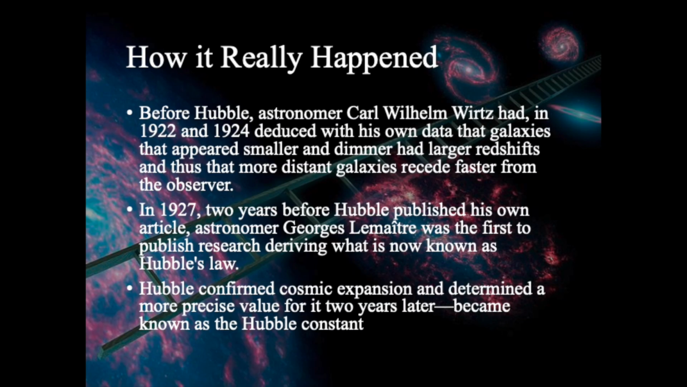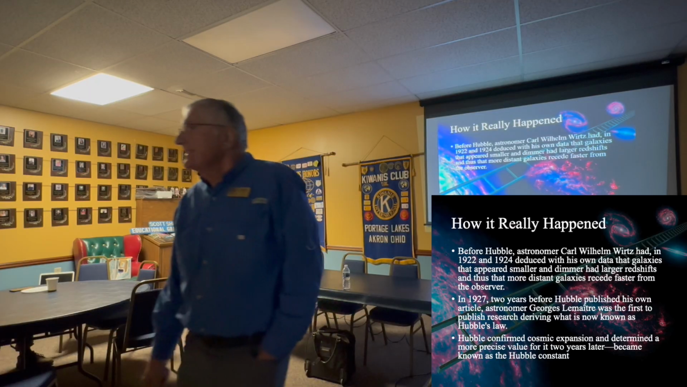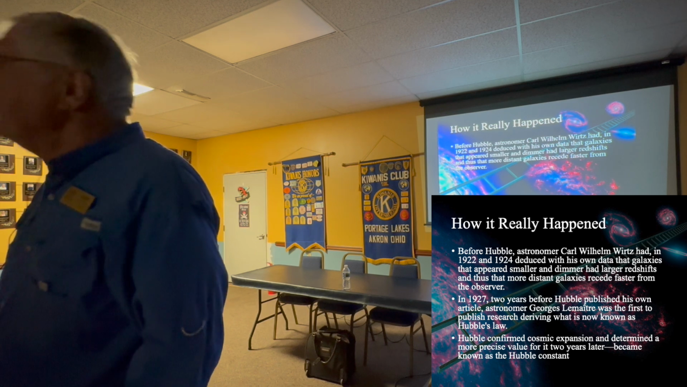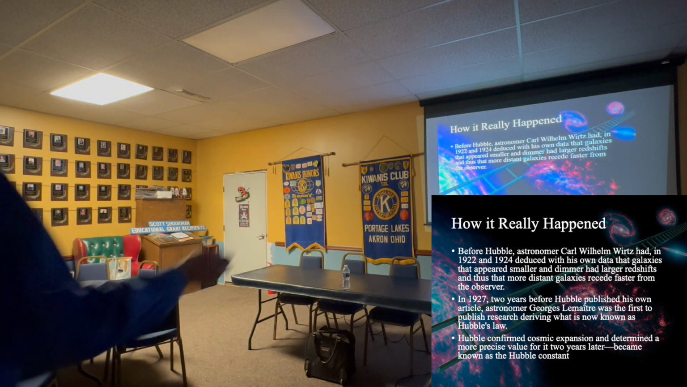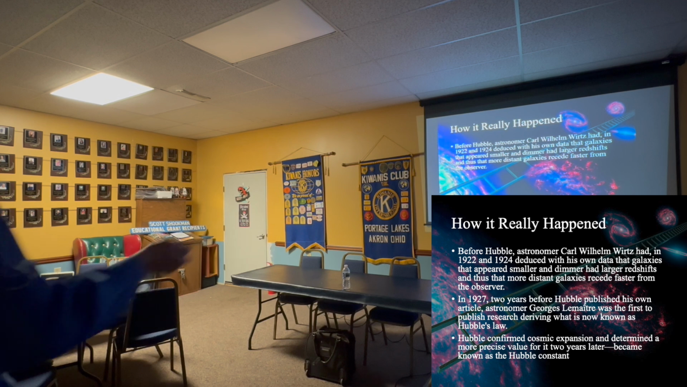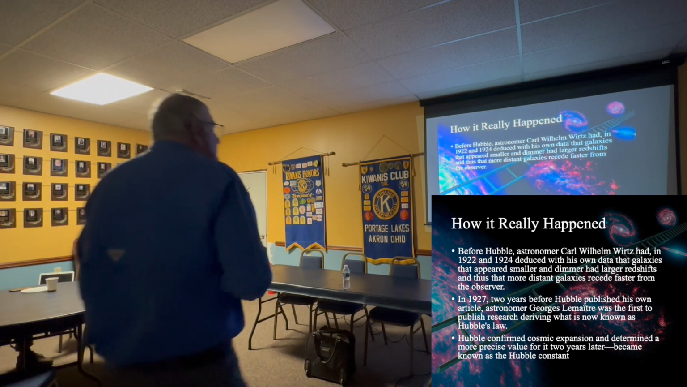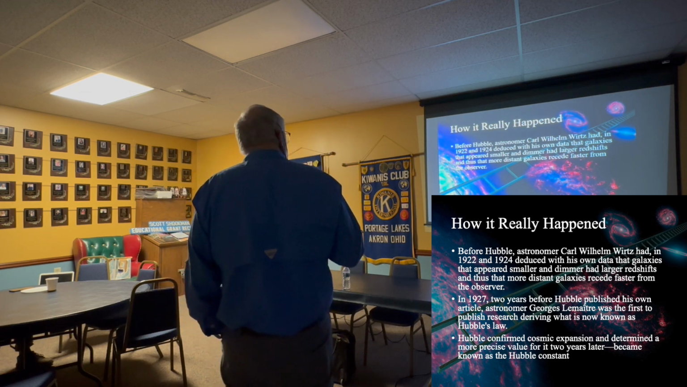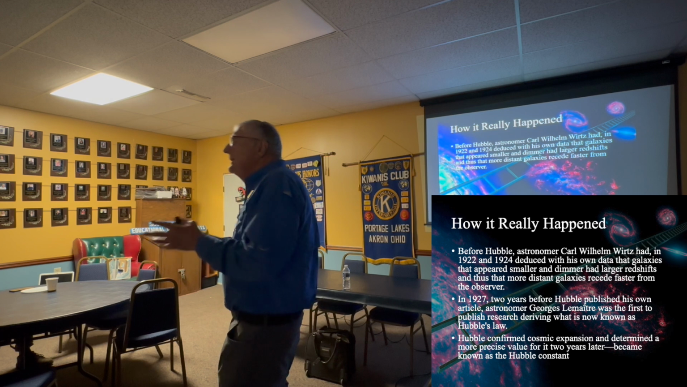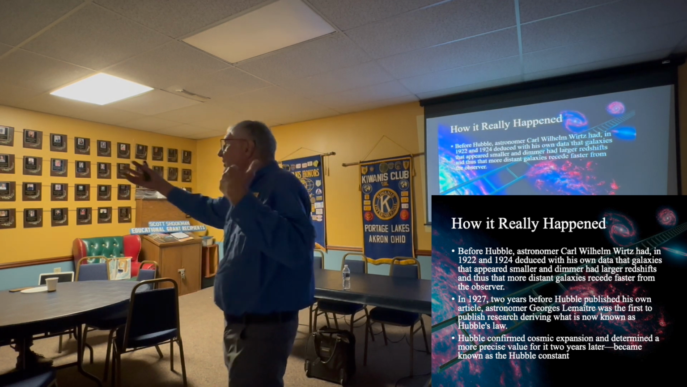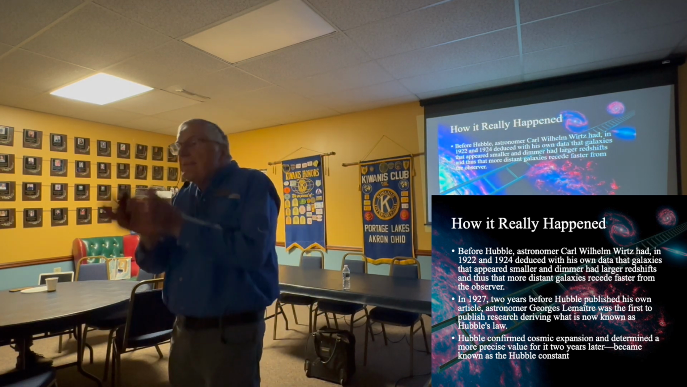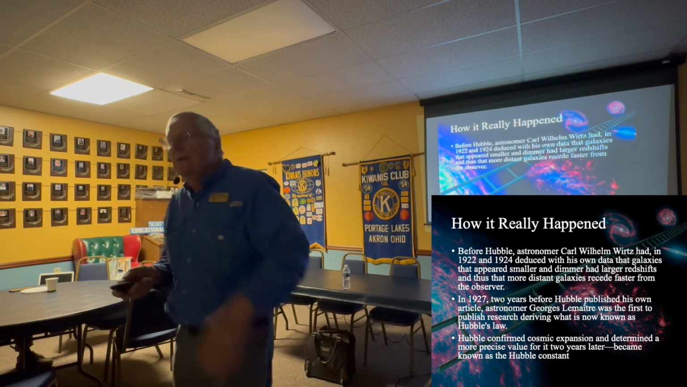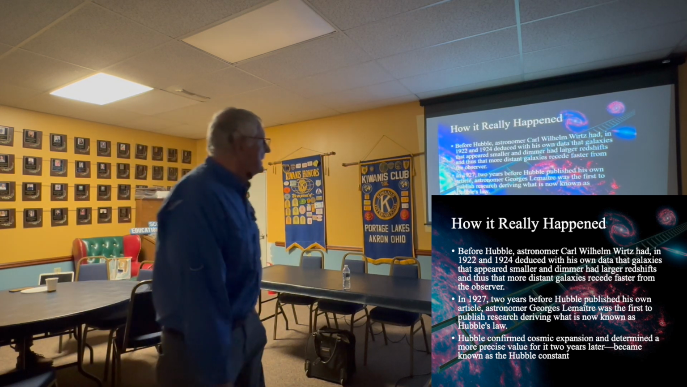The only conclusion you can make is that the universe is expanding. So how it really happened though, when you get into the history of things, you find out that some people got credit for stuff that maybe they shouldn't have, okay? Because before Edwin Hubble did all his work, Carl Wilhelm Wirtz had in 1922 and 24 deduced from their own data that galaxies that were further away had a stronger redshift. Now they didn't have absolute numbers for it. And that's kind of where Hubble came in, and that's why he got the credit for it.